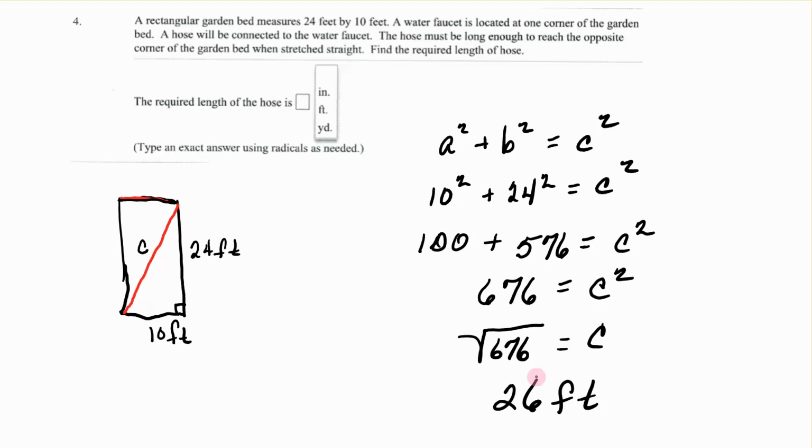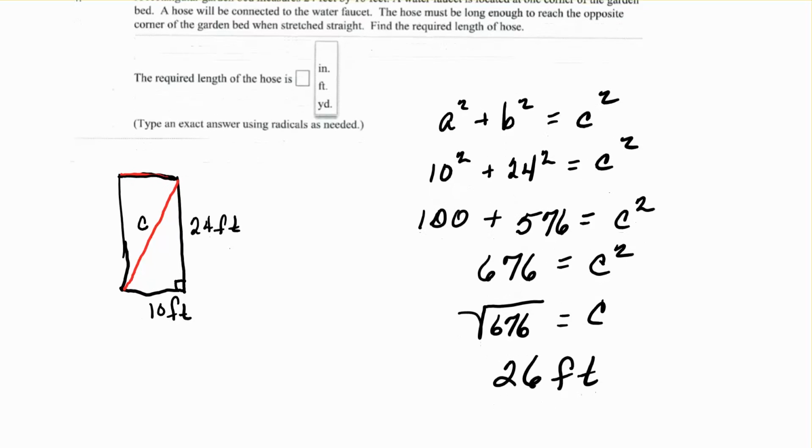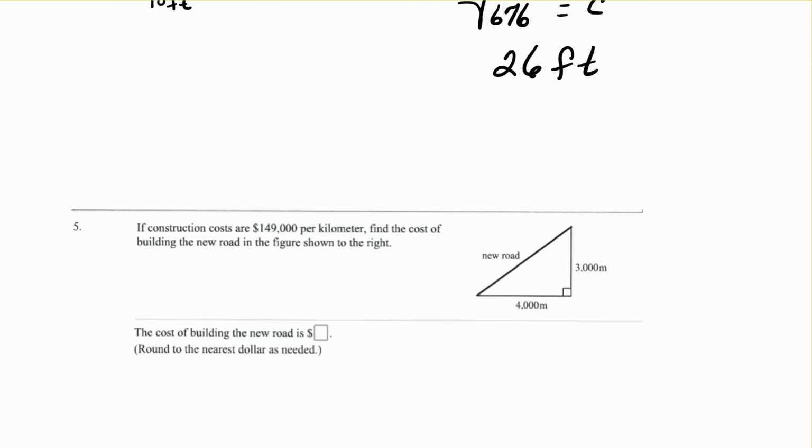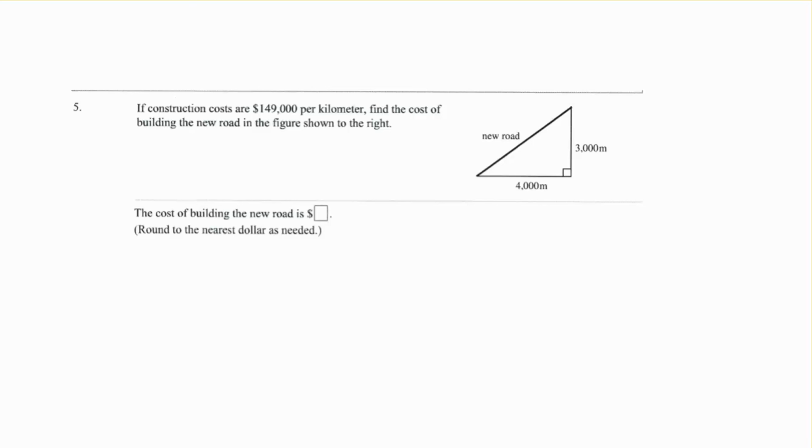All right, I believe we have one more question dealing with triangles, either the Pythagorean relationship or we started with similar triangles. This one says, if construction costs are $149,000 per kilometer, find the cost of building a new road in the figure shown to the right. Okay, we have to build this road, and it is this much money per kilometer. All right, I will worry about the cost after I know how long it is.